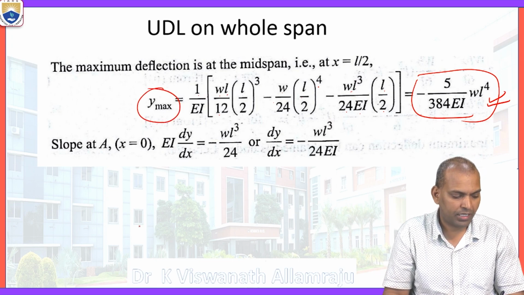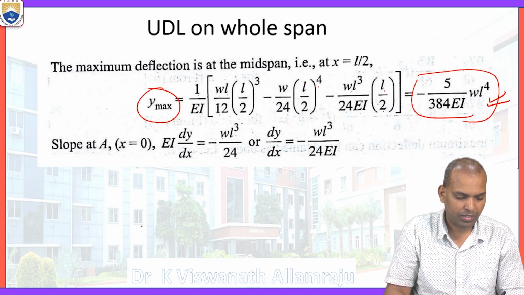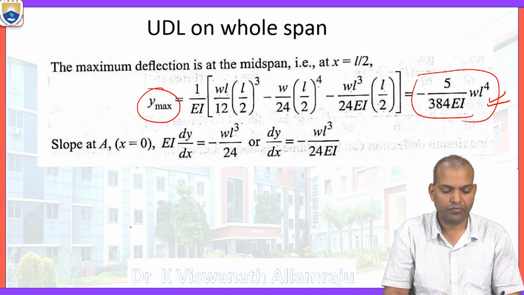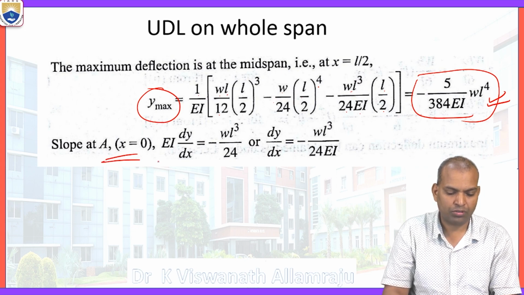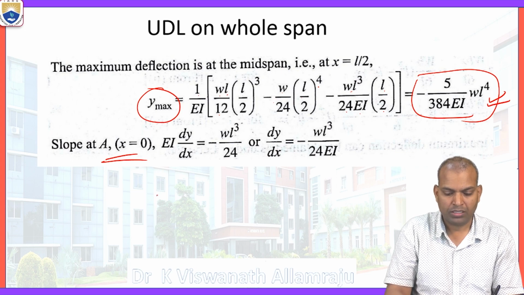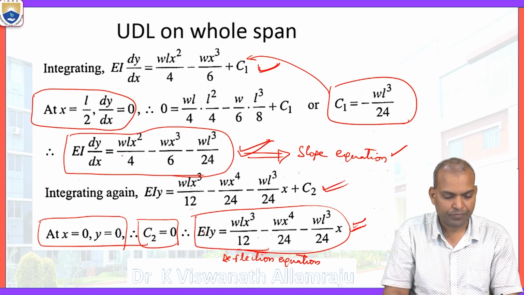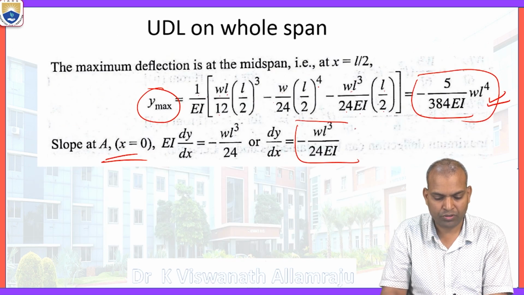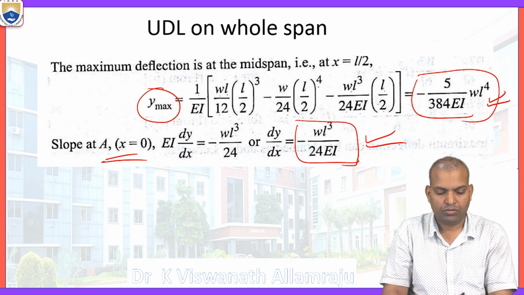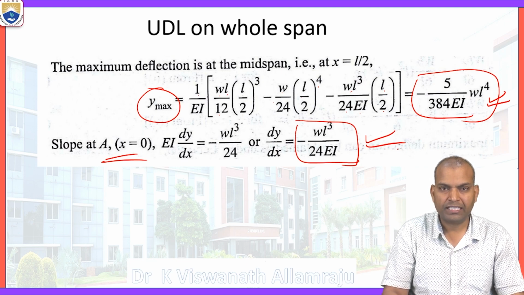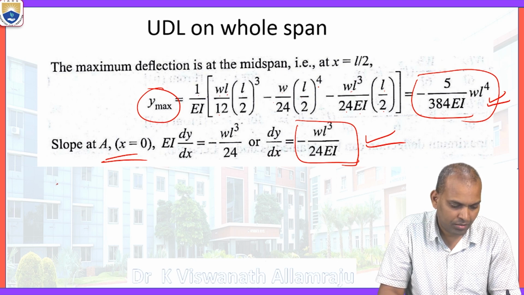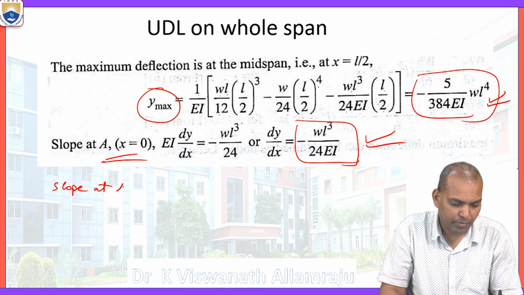Now slope at A. What is the slope at support A? The deflection y equals 0, that means x equal to 0. Substitute in the slope equation. At x equal to 0, the term becomes wL³/24 EI. So that means we considered here the maximum values. The maximum value of the slope is at support A. Slope at A is maximum.